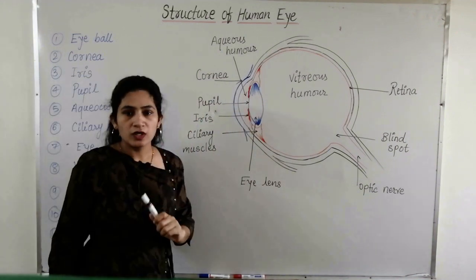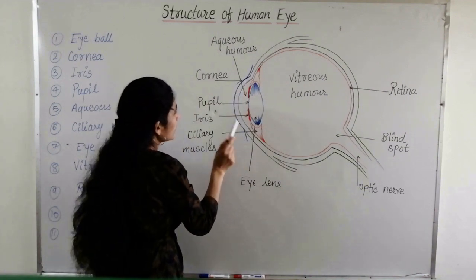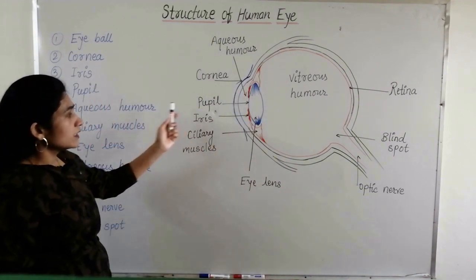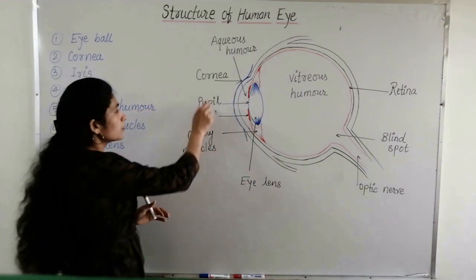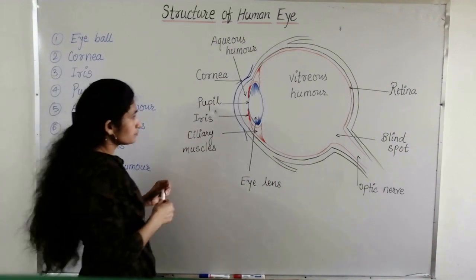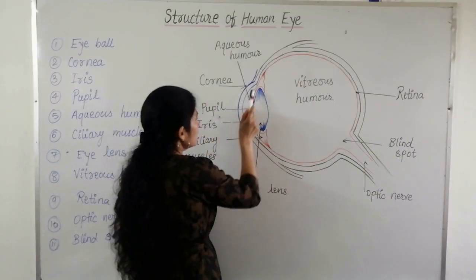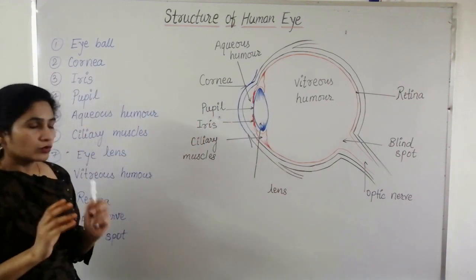Then what is the function of the cornea? The cornea not only protects our eye but also helps in focusing light. So these are the two main functions of the cornea. It protects our eye from foreign particles or from damage. Behind the cornea there is an iris which gives the characteristic color to our eye.